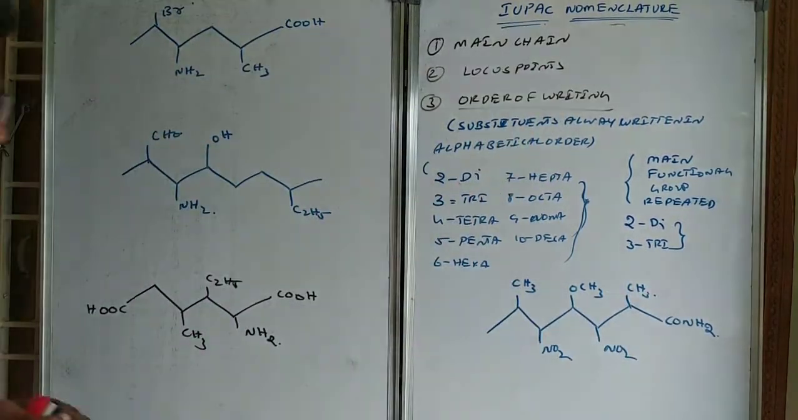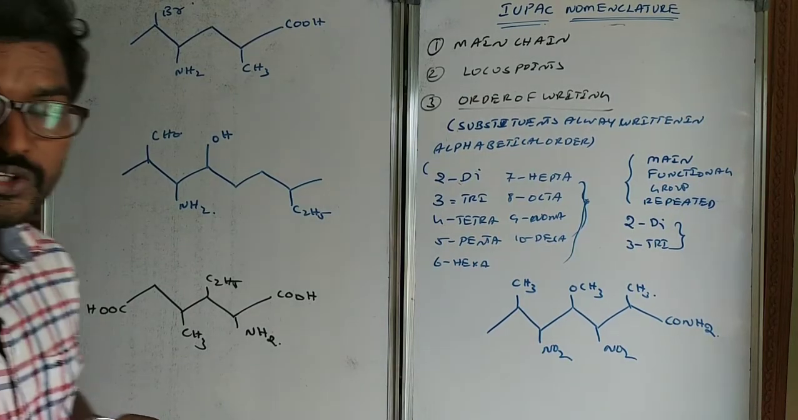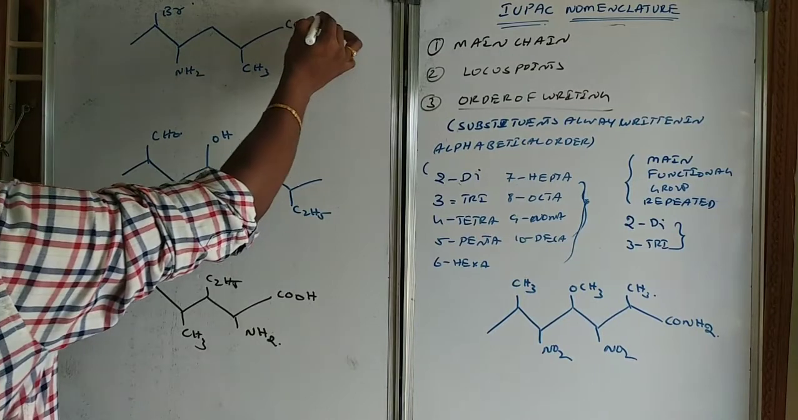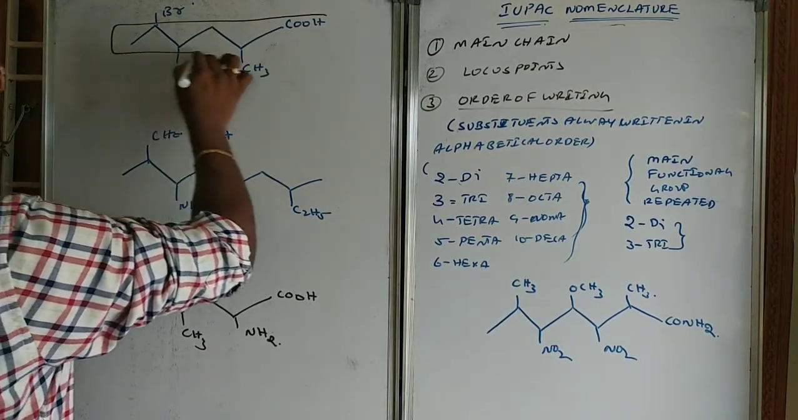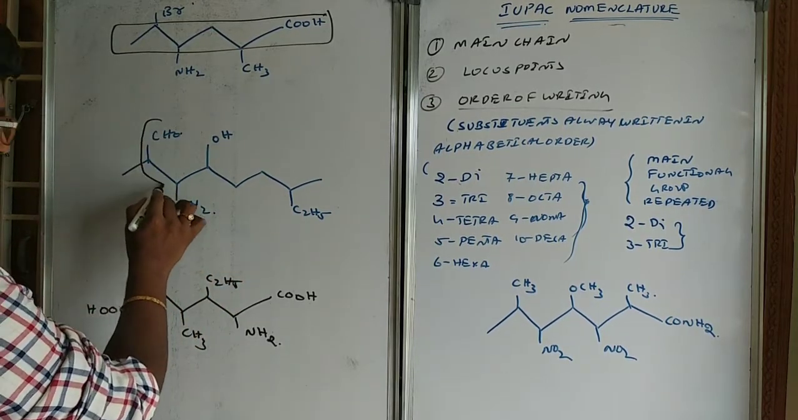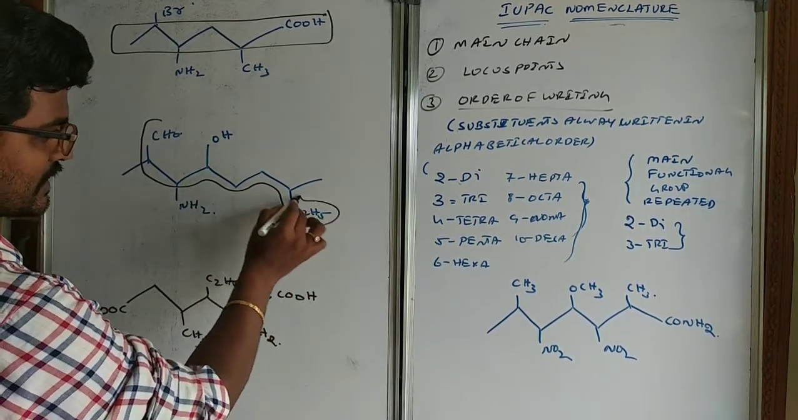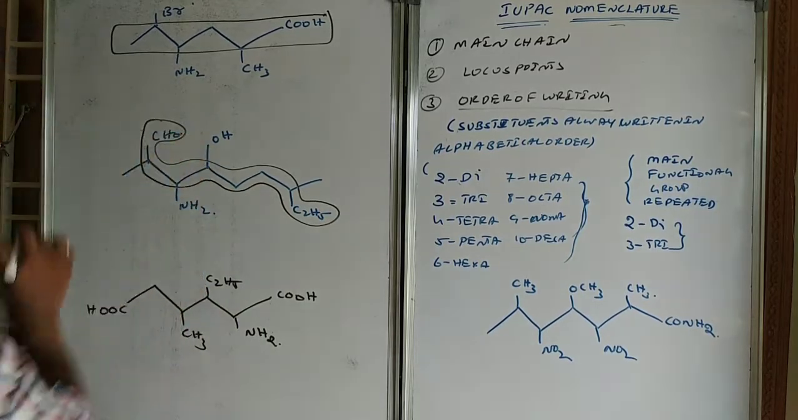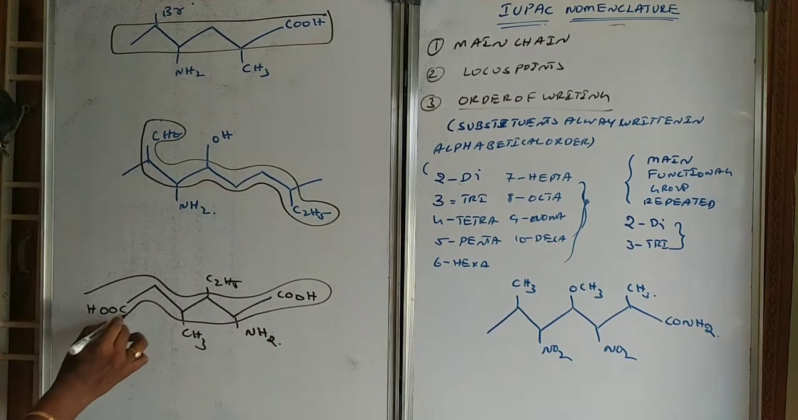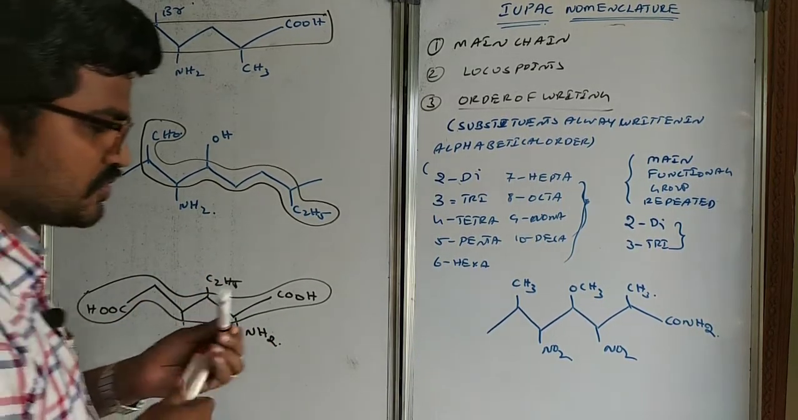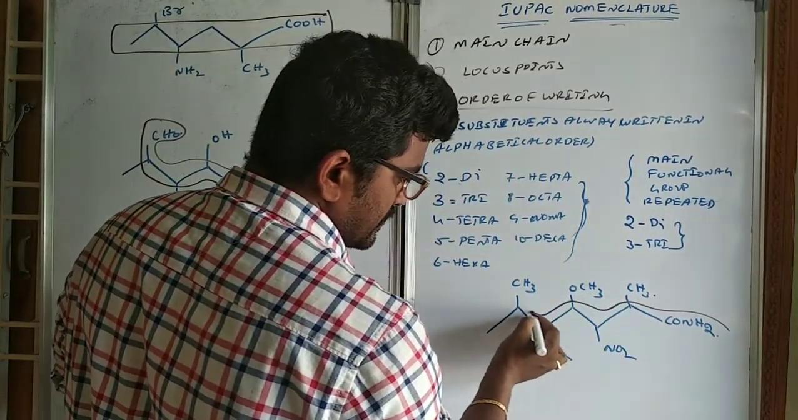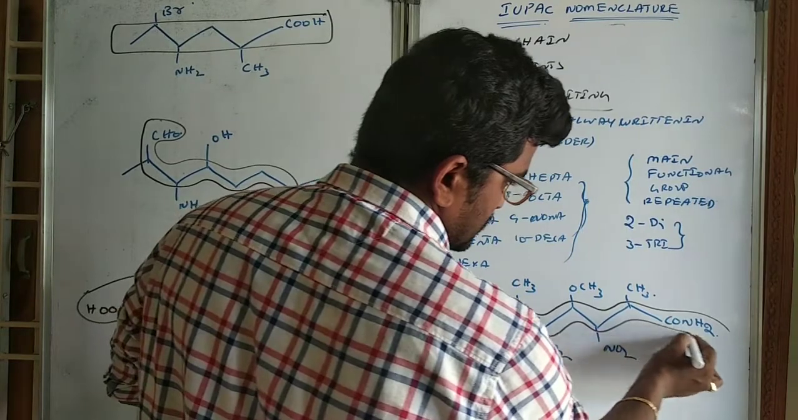So let us see these compounds and how to write the names. As I told you, the first step is to identify the main chain. The main chain will have the high priority functional group, and it should have the maximum number of carbon atoms, with the main functional group present. In this case also, this will be the main chain.